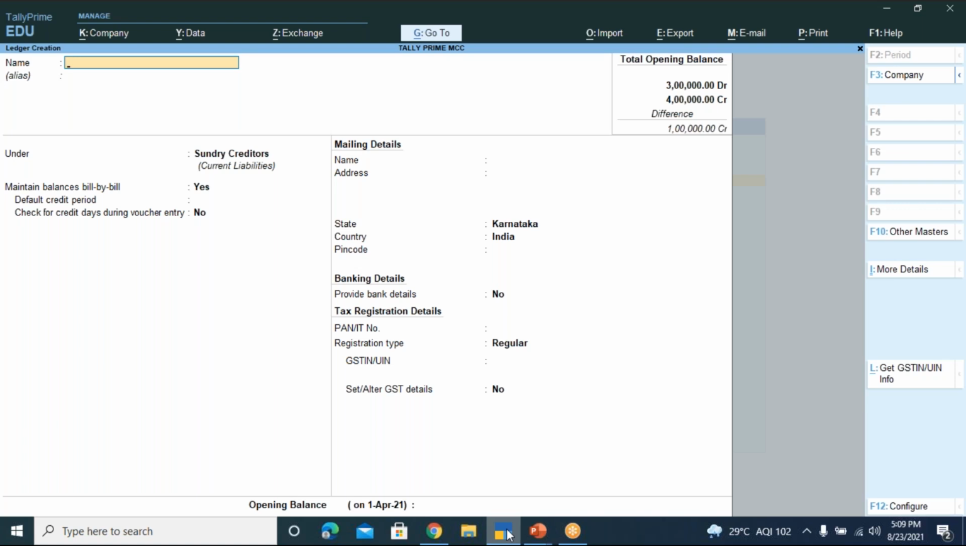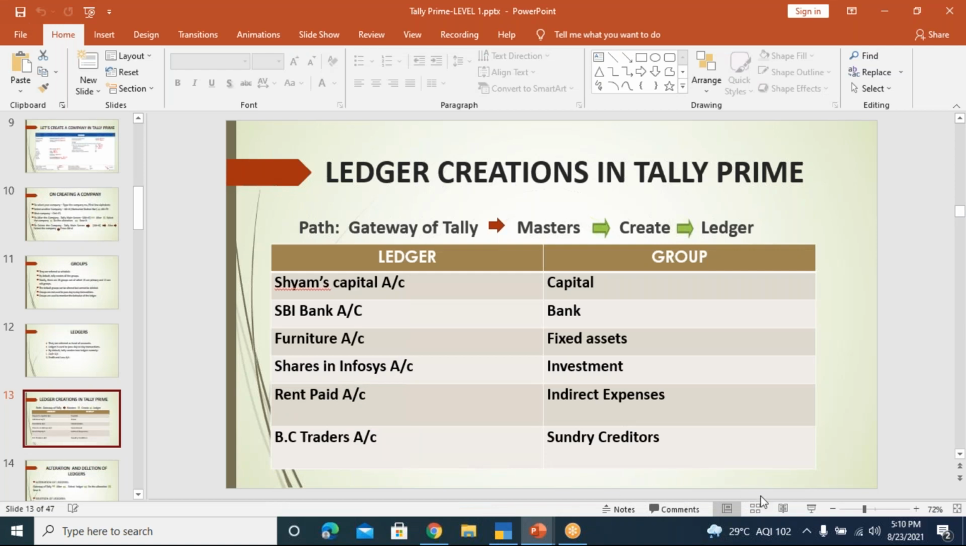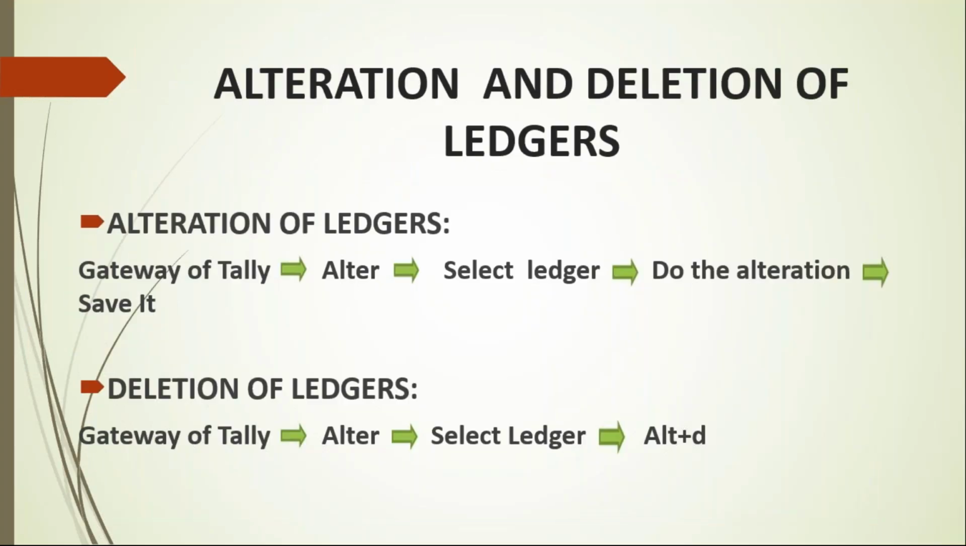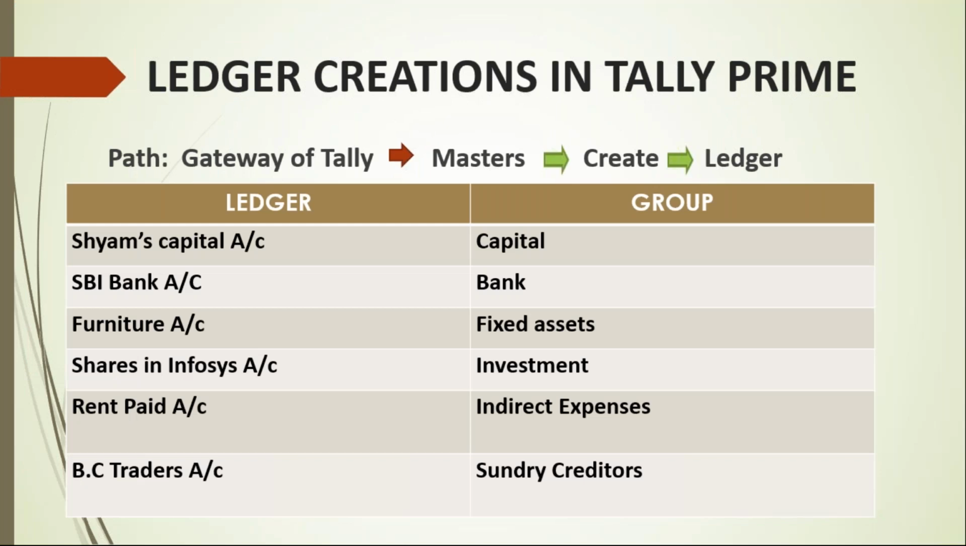So like this, we have created 6 ledgers in Tally, right? We have created Sham's capital account, State Bank of India bank account, furniture account, shares in Infosys, rent paid, and BC Traders. All of you were able to successfully create these ledgers. Is any of you having any difficulty or any confusion? I hope the ledger creation in Tally is clear.